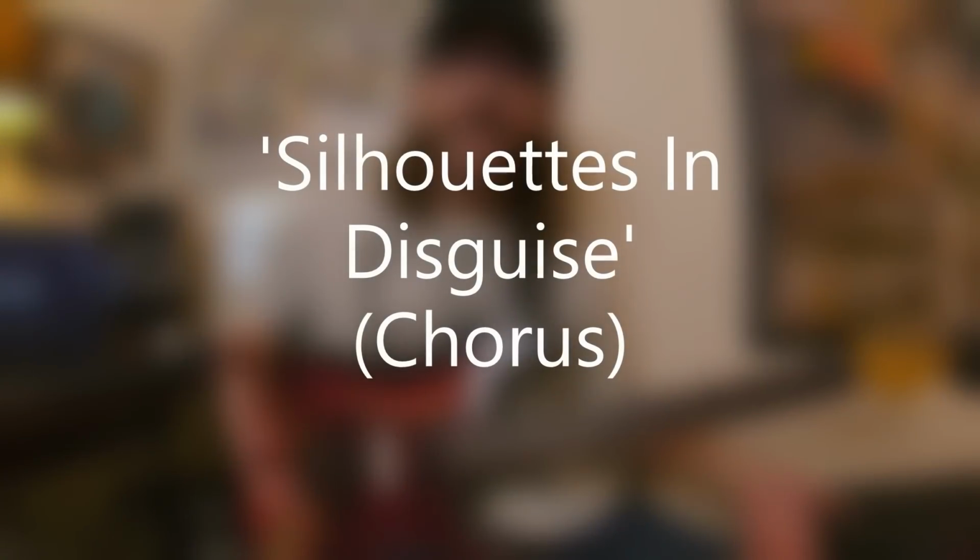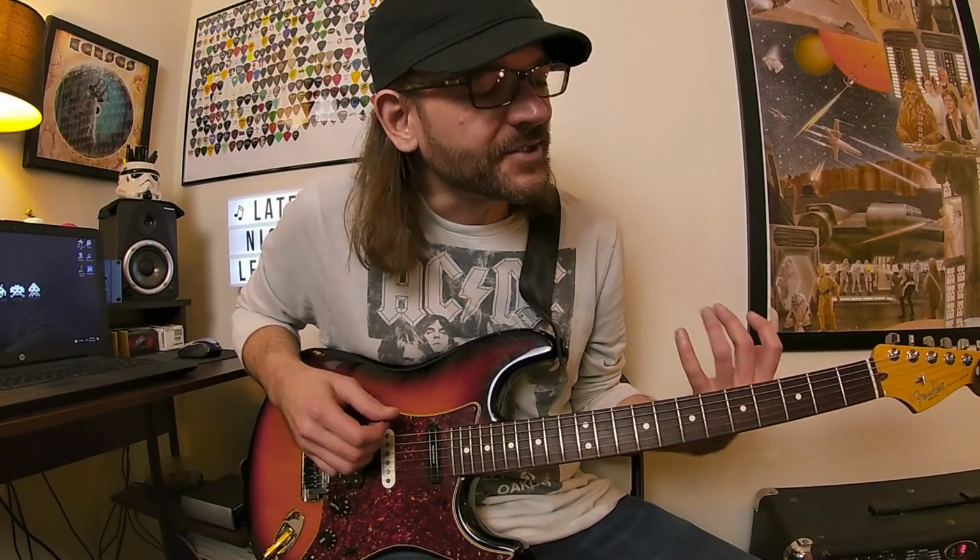The next example is from the same song. This is the chorus to Silhouettes in Disguise. And there's some interesting chord-based ideas happening here too. They're spelling out the chords in the beginning. And then there's some interesting little things that pop up. It sounds like this.